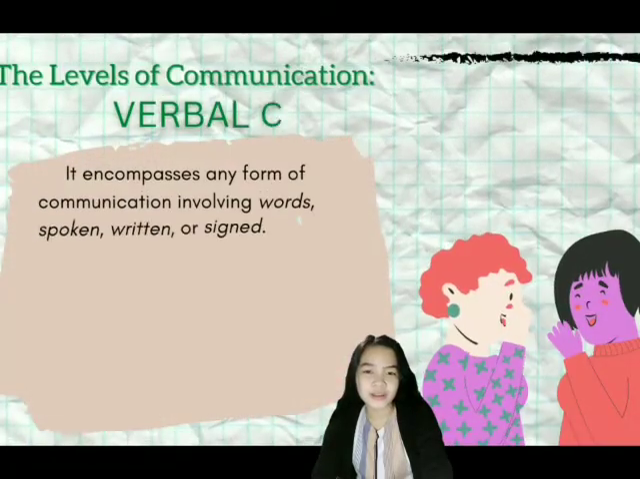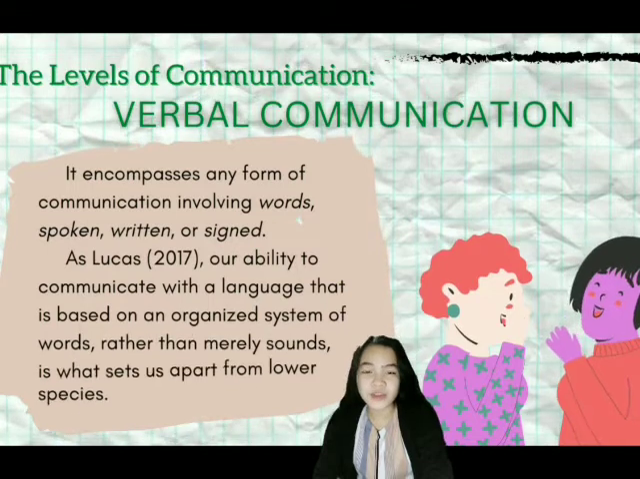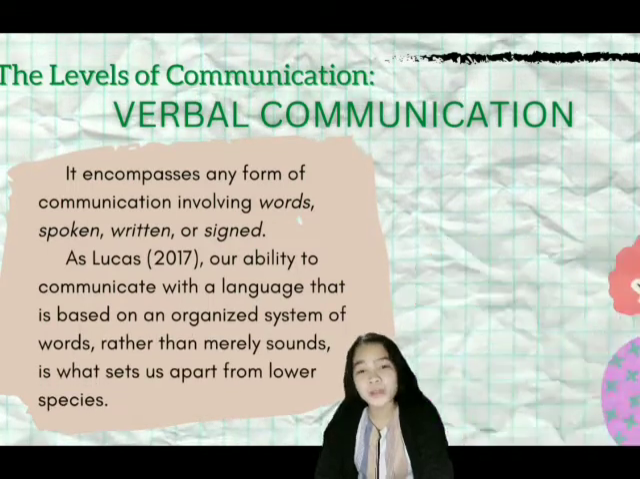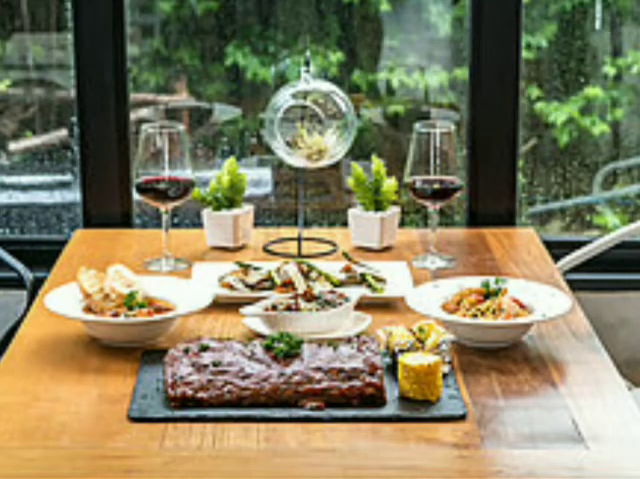Verbal communication. It is a communication with the use of words and language to communicate a message. Take a look at these examples.